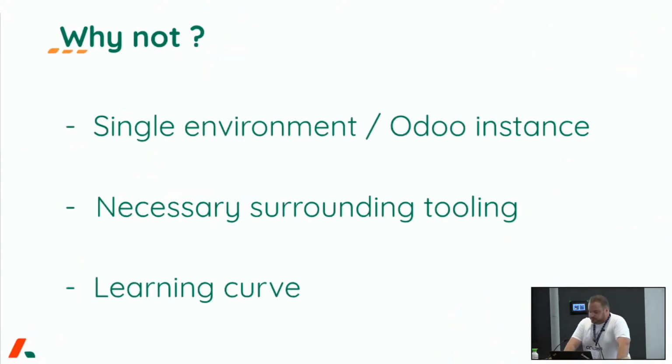First, why not? In the case of a single environment or a single Odoo instance, Kubernetes may not be the most appropriate solution, at least in terms of setup cost, because the learning curve may be too high if you don't need, for example, high availability. We will talk about high availability later. But if it's possible for you to wait a certain amount of time to have Odoo running after a disaster, for example, it's not a problem. In this case, Kubernetes may not be the most appropriate solution for Odoo.